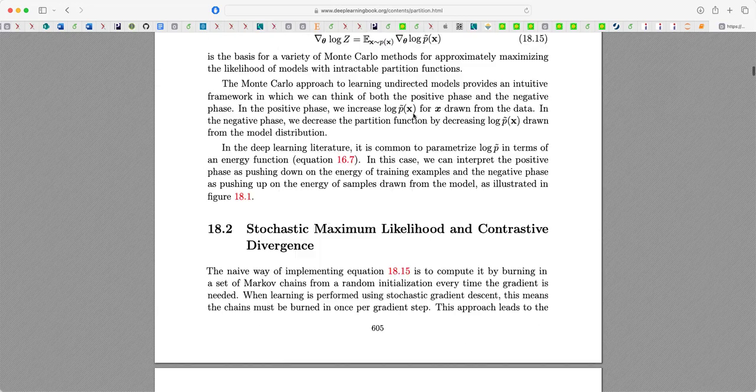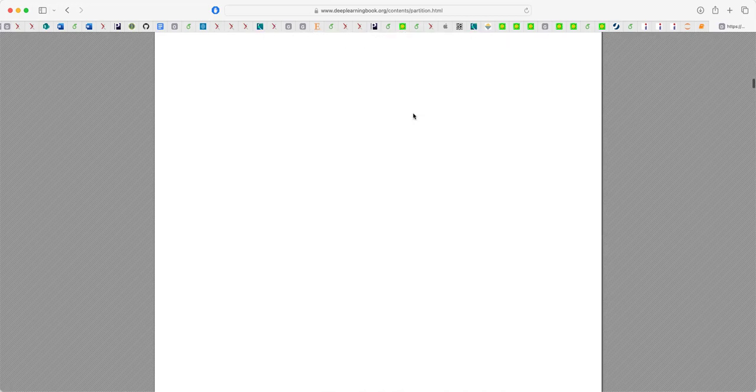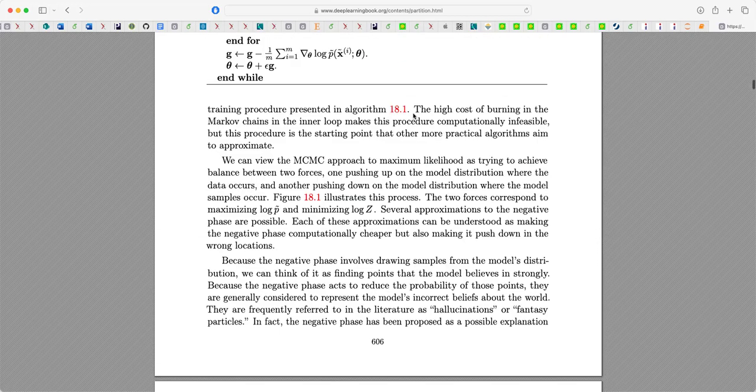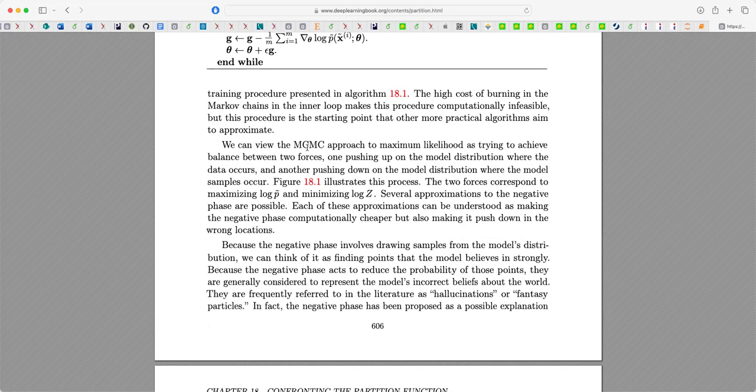They are going through this in chapter 18. And there are some interesting statements here. So you can view this Monte Carlo Markov chain as approaching a maximum likelihood as trying to achieve a balance between two forces. It's a little bit of an extension, but it follows this kind of physics way of thinking. One is pushing up on the model distribution where data occurs, and another is pushing down on the model distribution where the model samples occur. So this is the negative part of that equation.